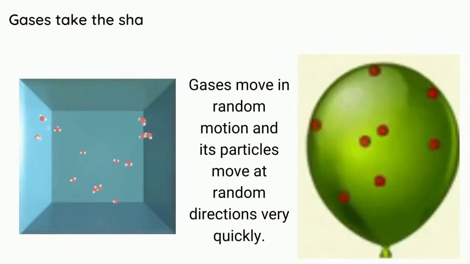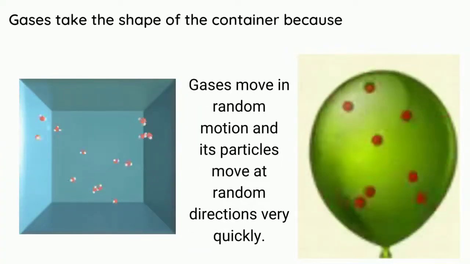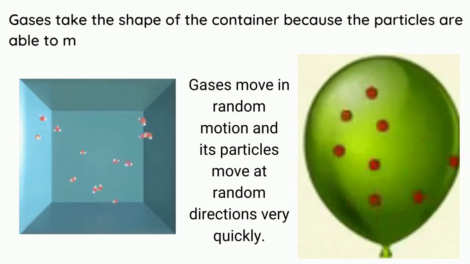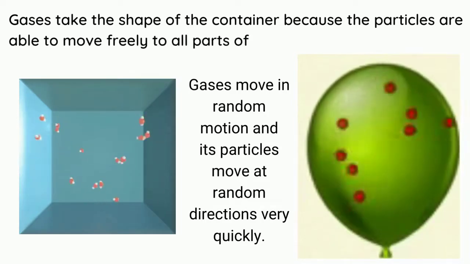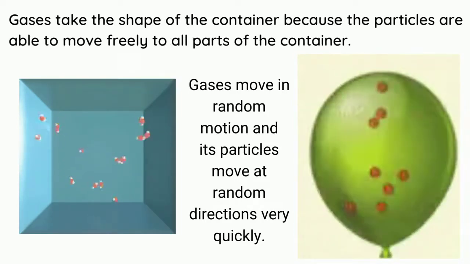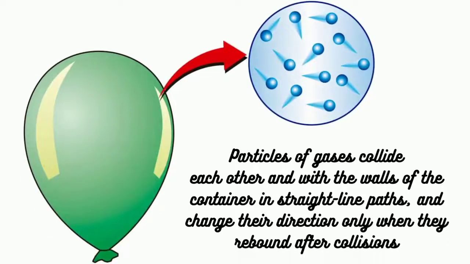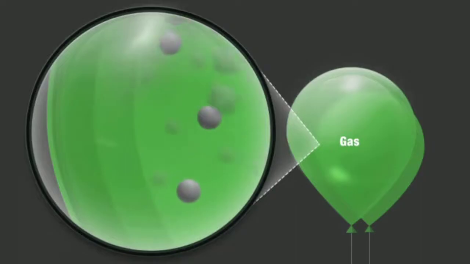Gases take the shape of the container because the particles are able to move freely to all parts of the container. Gases move in random motion and their particles move in random directions very quickly. Particles of gases collide with each other and with the walls of the container in straight line paths, and change their direction only when they rebound after collisions.